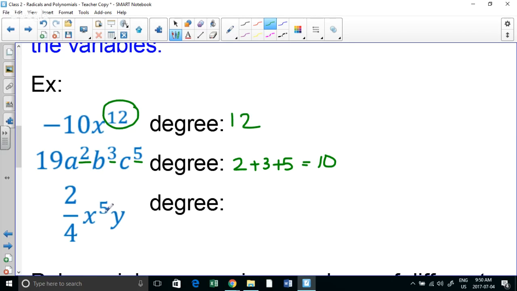And for this one, same thing, you have multiple variables. So you take the exponents. Now when you don't see the exponent, remember that we have an exponent of 1. Add the 2 and that gives me 6. So that is the degree of a monomial. So one term and one term only.